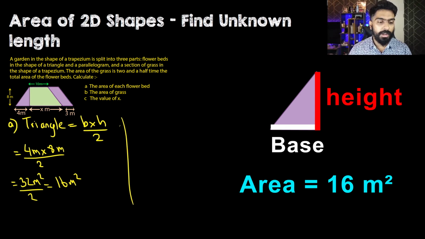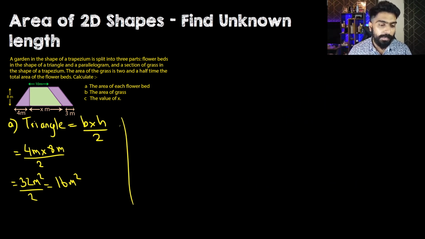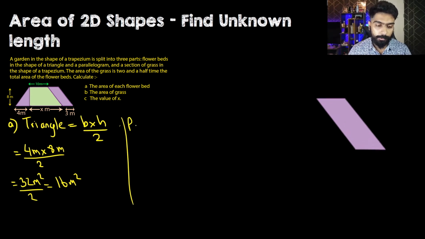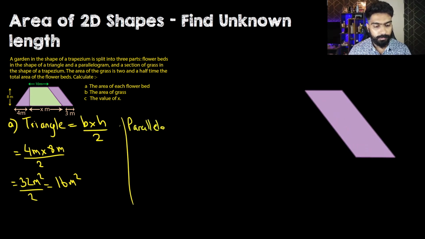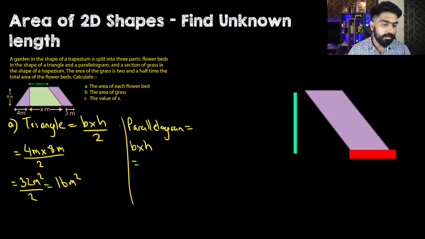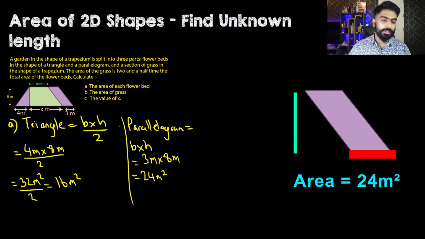All right, now let's go ahead and find the area of the parallelogram. I know it's a bit hard to pronounce for some of you guys. So how would we find the area of the parallelogram, guys? We take the base multiplied with height, right? Base times height. So what is the base in this case? We have 3 meter multiplied with 8 meter, which is equal to 24 meter square.